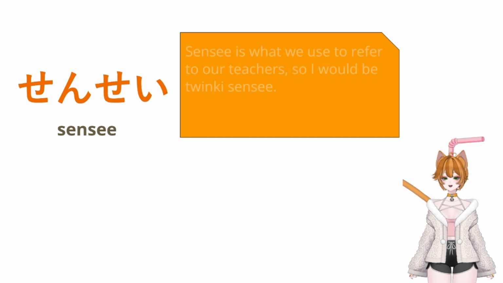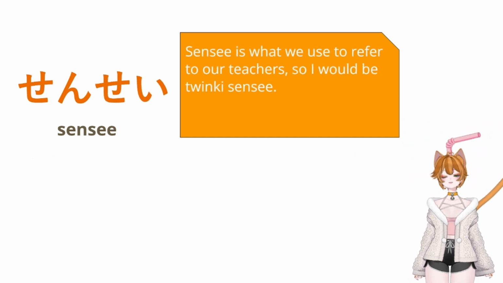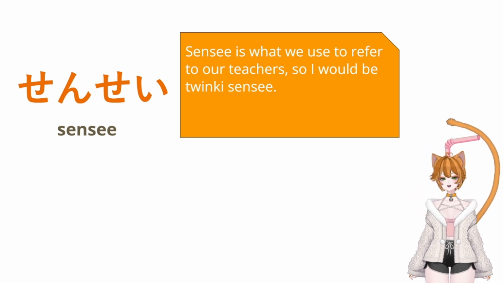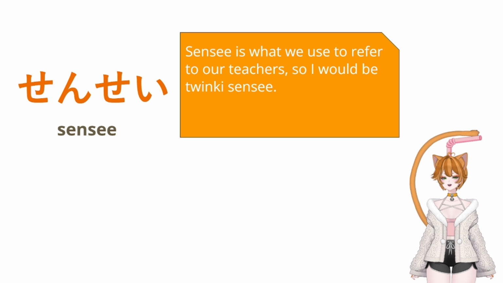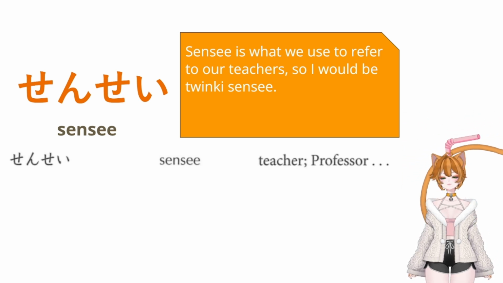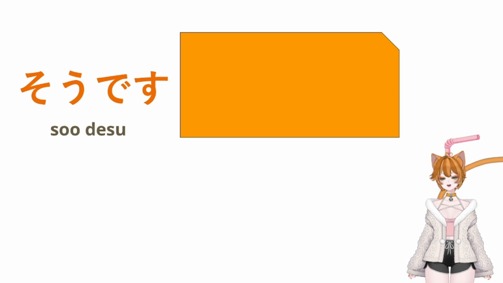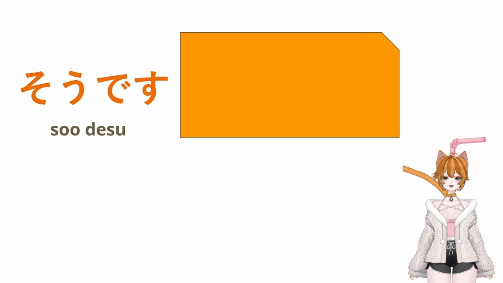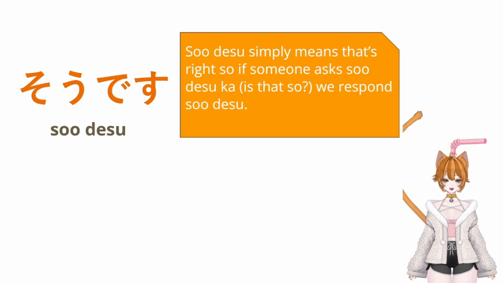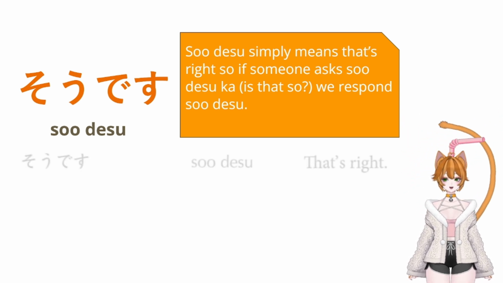Alright, our next one here, sensei, is what we use to refer to our teachers. So I would be Toinki sensei. Alright, our next one, so desu. So desu simply means that's right. So if someone is asking, so desu ka? Is that so? We respond with so desu.